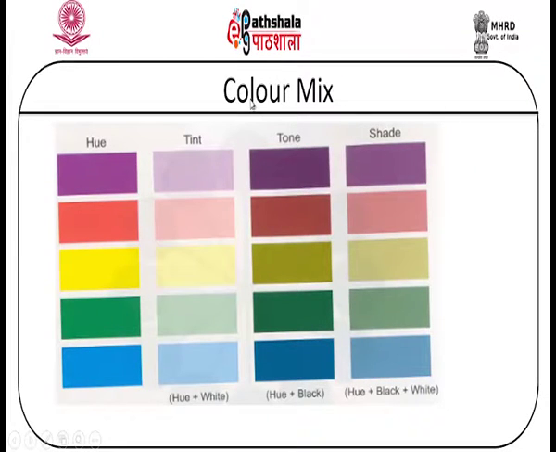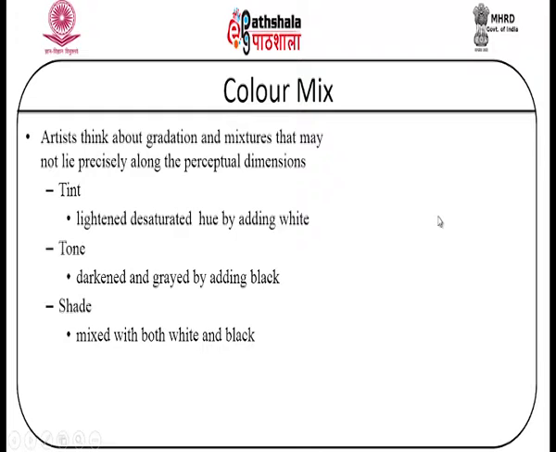Here in this slide, we can see the various color mixes. Hue represents the various color information. Tint gives the color added with the white color information. Tone gives the color added with the black color information. And shade represents the color with the black and white information.